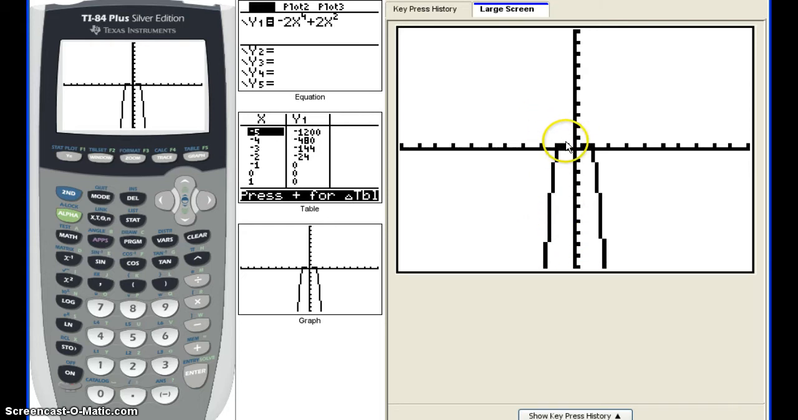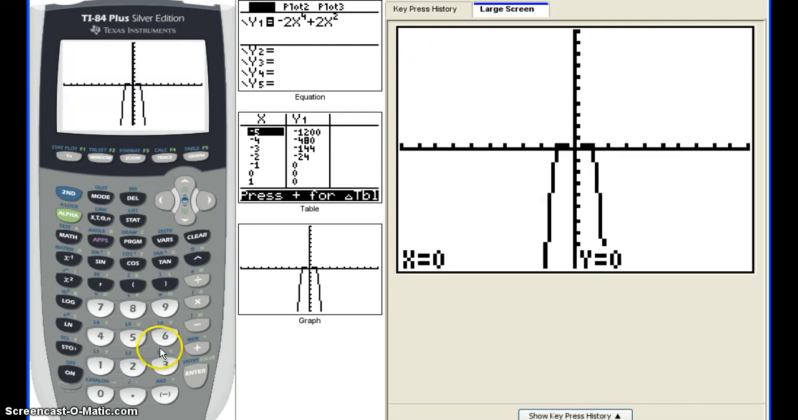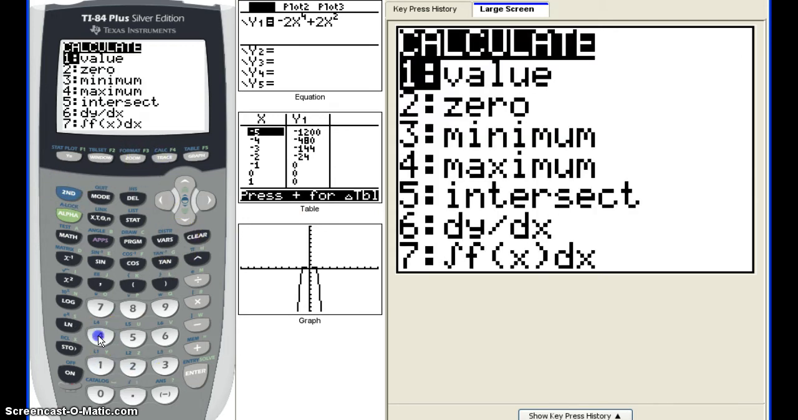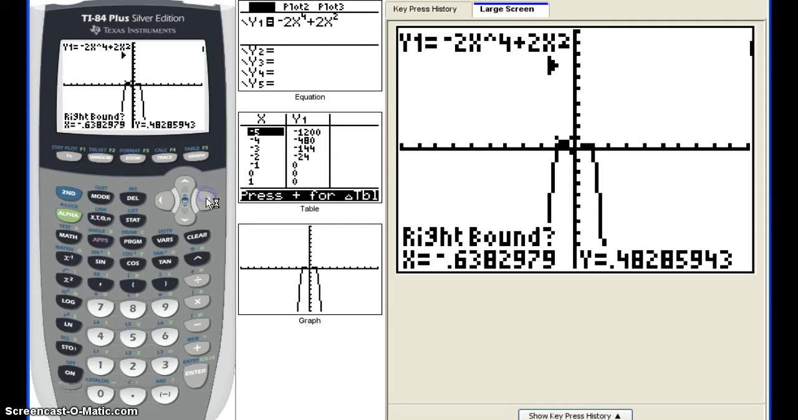You actually have 2 maxes. It's hard to tell, but you could always zoom in. You can always zoom into your graph. Zoom in some more, so hit zoom 2, and eventually you'll find that you have, or you can always change your menu. This is not zooming, what a bummer. You're actually going to have 2 relative maxes. So to find our relative maxes, second, trace, hit 4 for max, and I'm going to go to the left here, hit enter, and I need to go to the right.